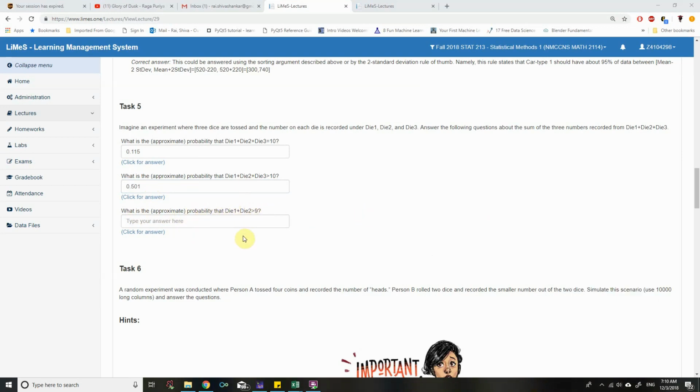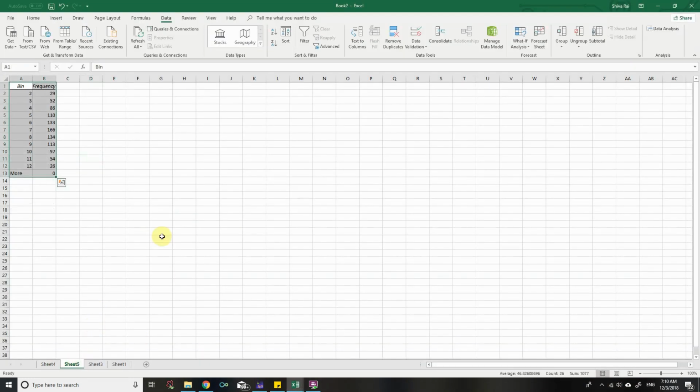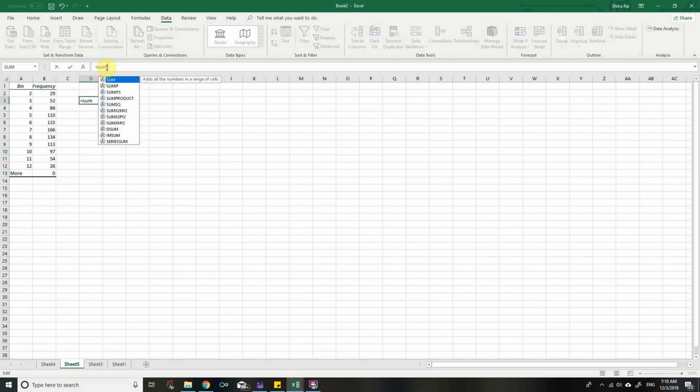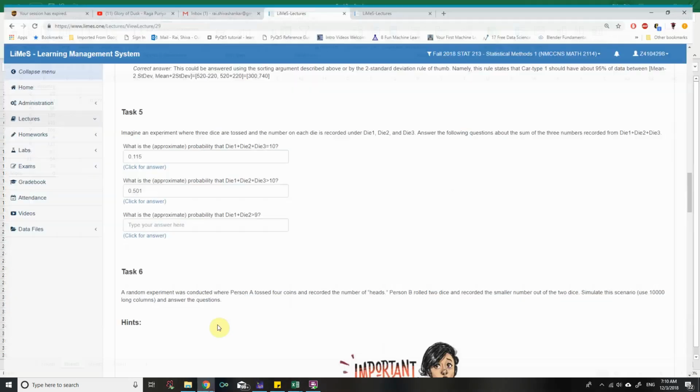What is the approximate probability that die 1 plus die 2 is greater than 9? For that I need to go for this one. Greater than 9 means I should go for these three. So the probability is equal to the sum of these three divided by 1000. Okay, 0.177.